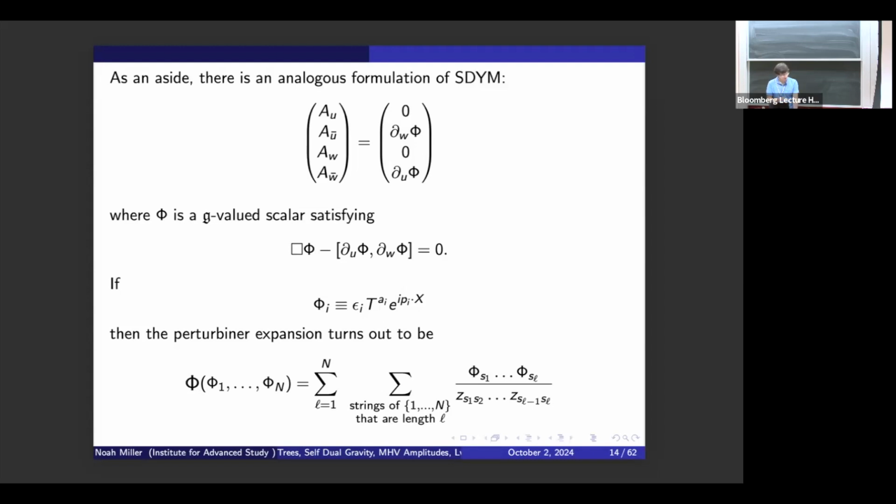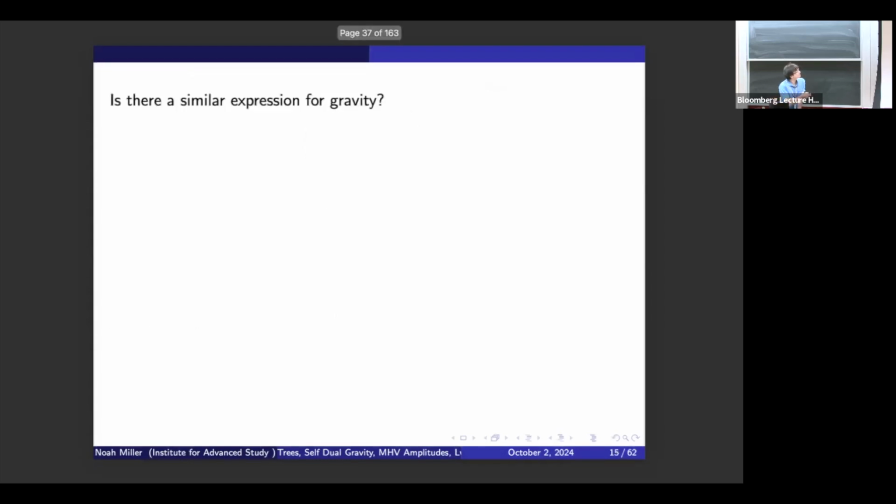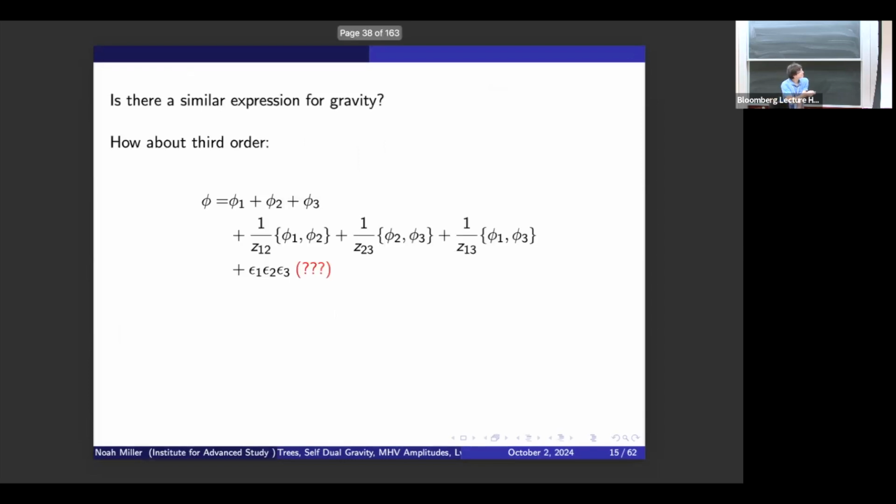z_ij's. And this looks very similar to the Parke-Taylor formula. Once you have this formula, you're only a hop, skip, and a jump from the Parke-Taylor formula, although I'll just point out they're the same. Anyway, the point is that you can take the perturbiner expansion here and sum over color orderings, and this is a nicer, more useful expression of Feynman diagrams. So is there a similar expression for gravity? Okay, now we're getting into the paper.